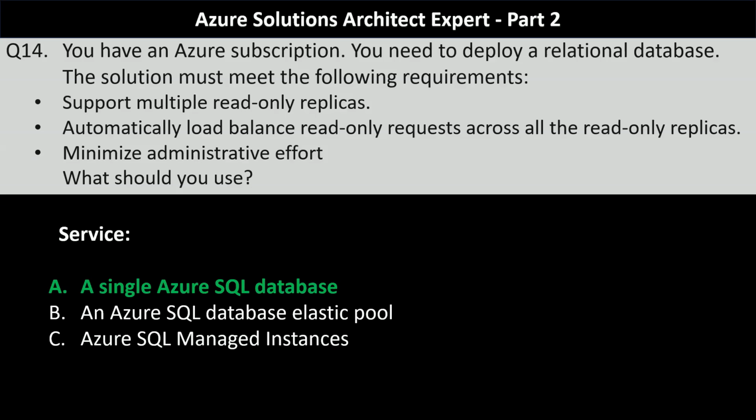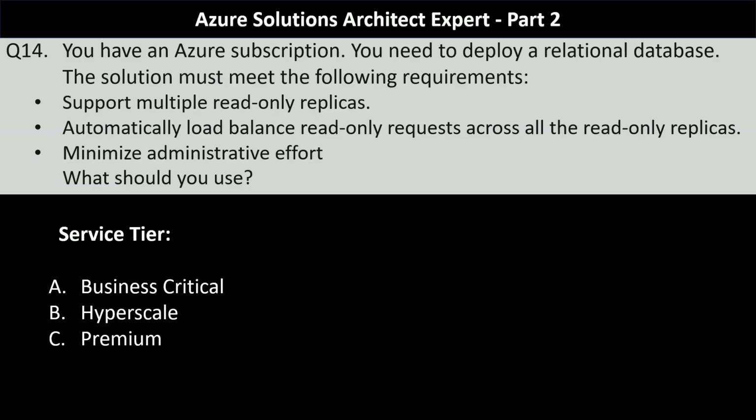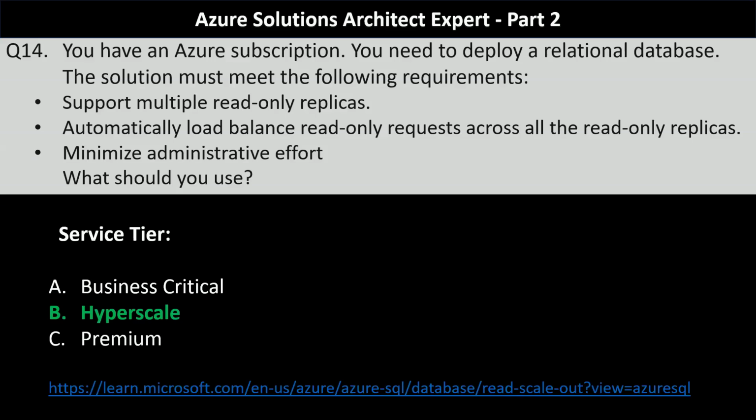Let's now look at the next part of this question: service tier. Your options are Business Critical, Hyperscale, or Premium. Now, friends, in the Premium and Business Critical service tiers, only one of the read-only replicas is accessible at any given time. Hyperscale supports multiple read-only replicas, which is one of the requirements. So option B is the correct choice in this case.